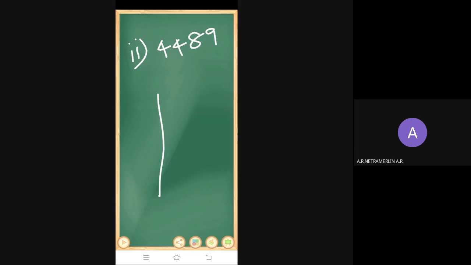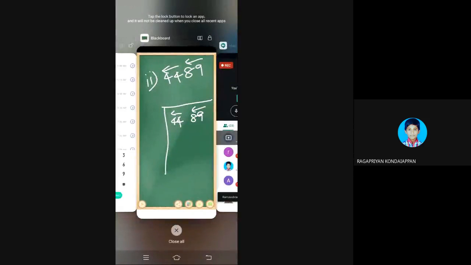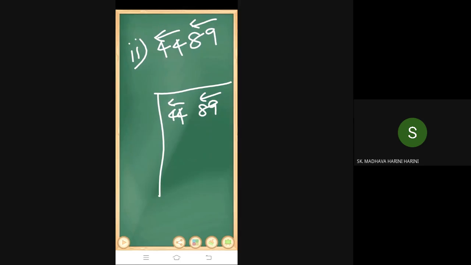What is the first step? From the right corner, make a pair. So 44 is one pair and 89 is one pair. Is 44 a square number? No. So less than 44, which is a square number? 36. 6 6s are 36. 7 7s are 49, children. 49 is greater than 44. So 6 6s are 36. What is 44 minus 36? Now you subtract. 44 minus 36 is 8.